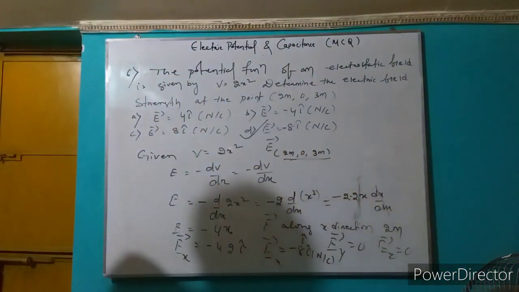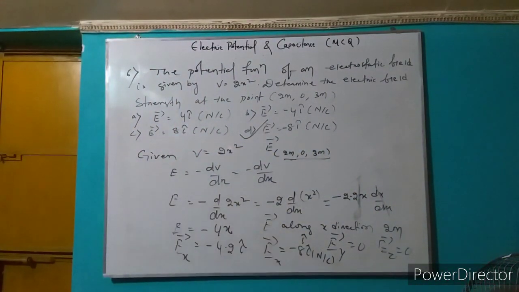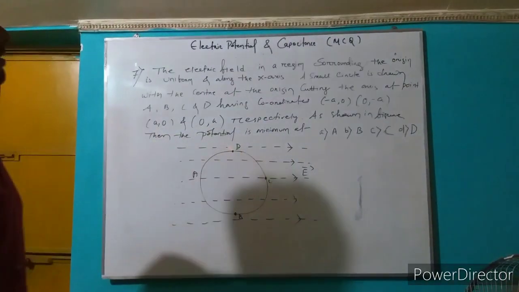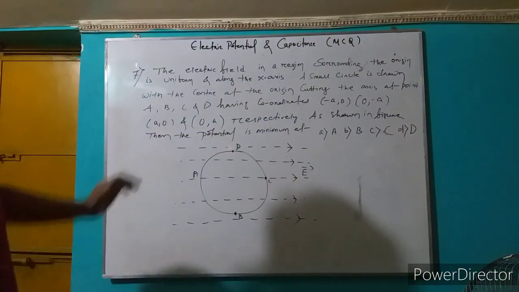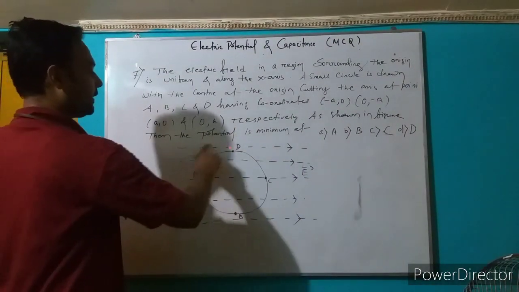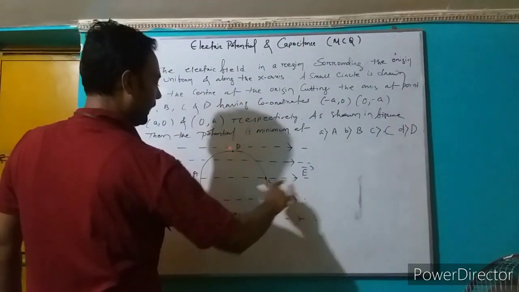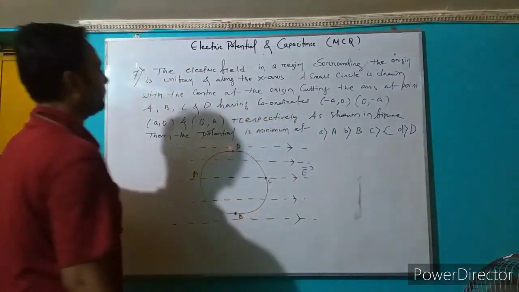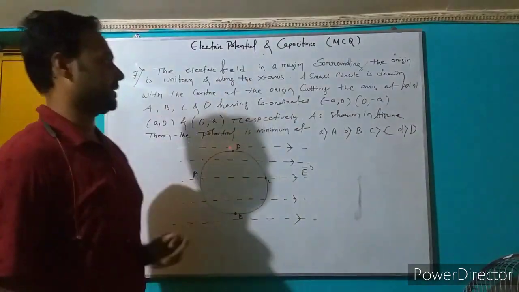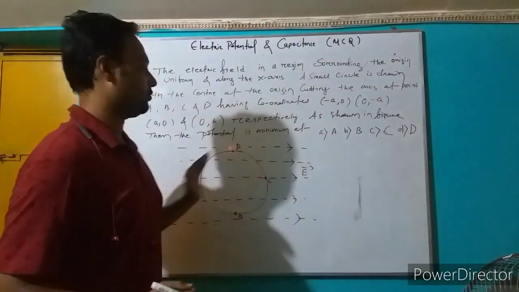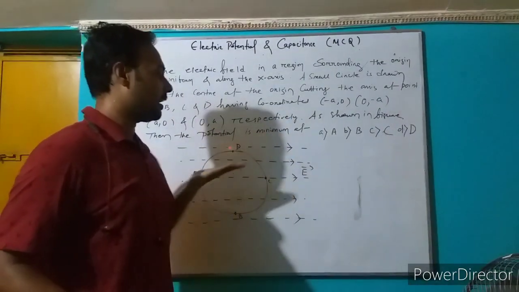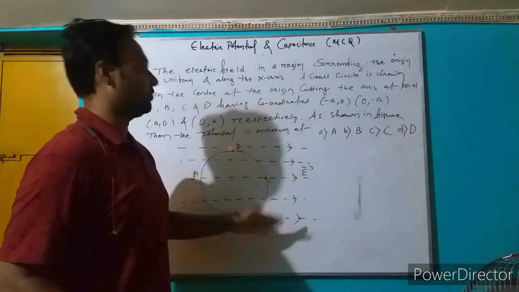Okay, now my next question is here. In that question, the electric field in a region surrounding the origin is uniform. So this is the electric field intensity, which becomes uniform, along the x direction. So this is the x-axis, you have to notice that. That means along x direction the electric fields are moving uniformly.